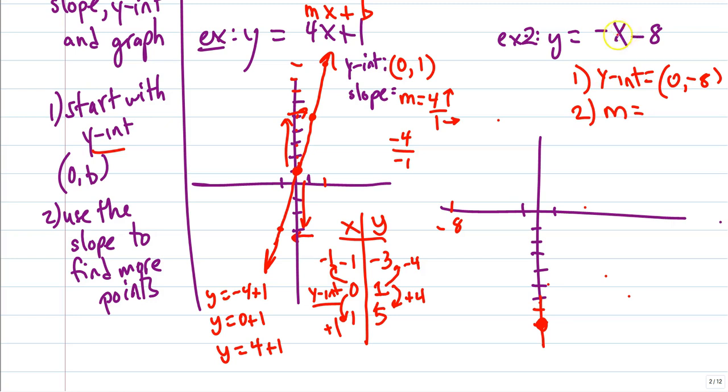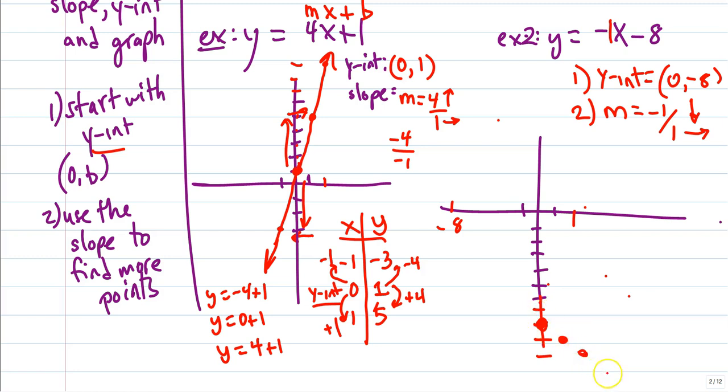If there is no number, that's like a negative 1. So it's really negative 1 over 1. That's our rise over run, that's our slope. So the change in y is negative 1. We will go 1 down, and the positive 1 is 1 to the right. So from the y-intercept, I will go down 1 and right 1.